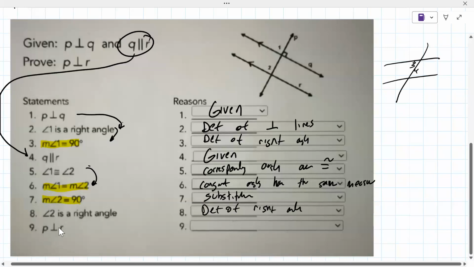So then this one would be going backwards, kind of, again, backwards from what? From 1 to 2 is definition of perpendicular lines. So 8 to 9 is going backwards on that. It's also probably the definition of perpendicular.